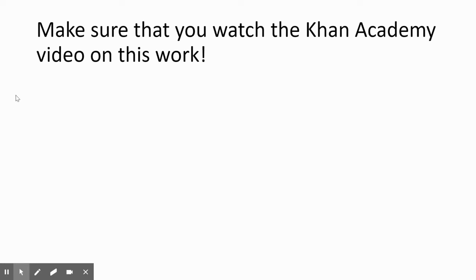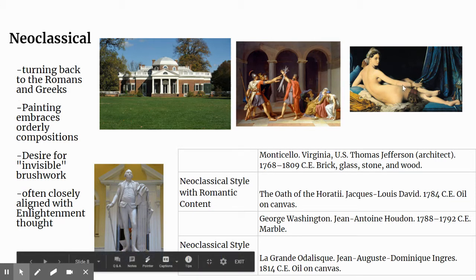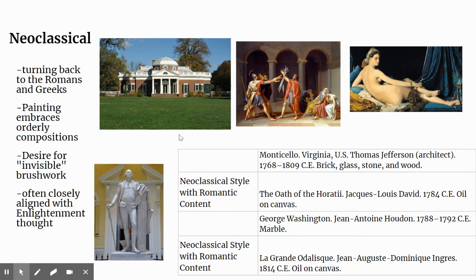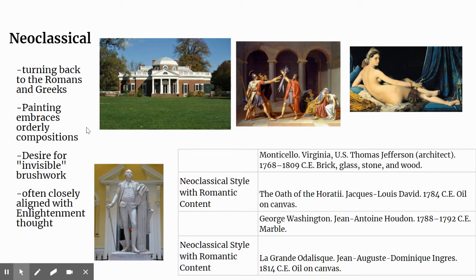Again, this is just a very quick overview of highlights. All right. Neoclassical style. We have four works specifically we need to think about when we think about neoclassical style. Here they are. Neoclassical, turning back to the Romans and the Greeks. Now, first of all, you might think, but didn't they just do that in the Renaissance? Yes, they did. But when was the Renaissance? The Renaissance was in the 15th and the 16th centuries, right? So the 1400s and 1500s. Look where we are in time.